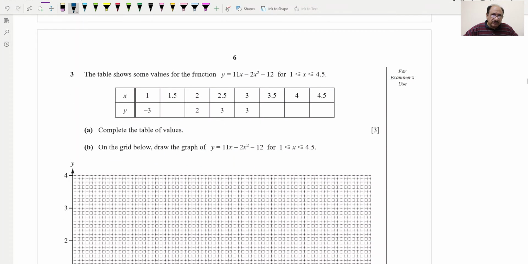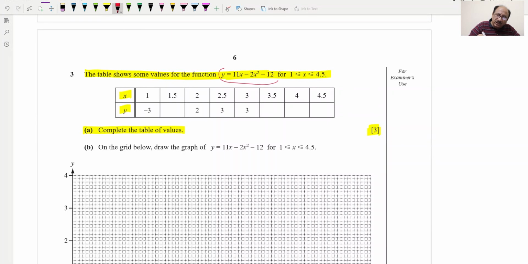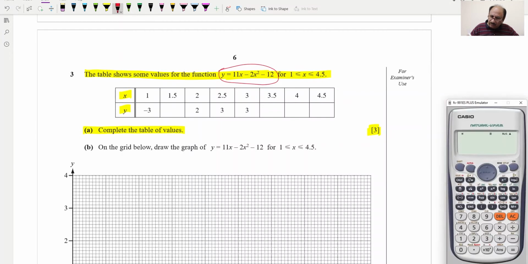Now question number 3. The table shows some values for this function, from 1 to 4.5, and x and y values are provided. Complete the table of values. This is a 3-mark question. We are doing this in the easiest way, and how we will do it is by typing this equation in our calculator.